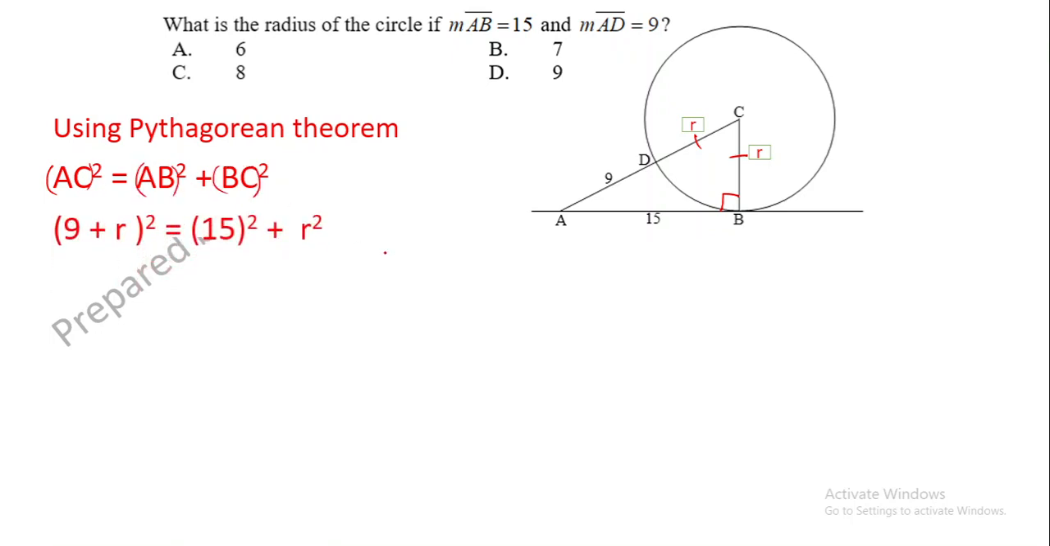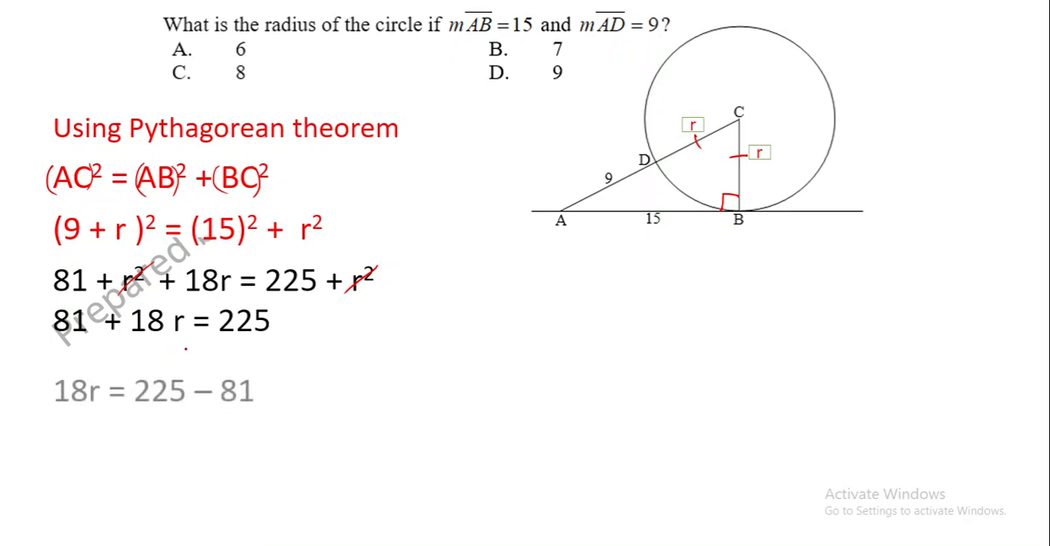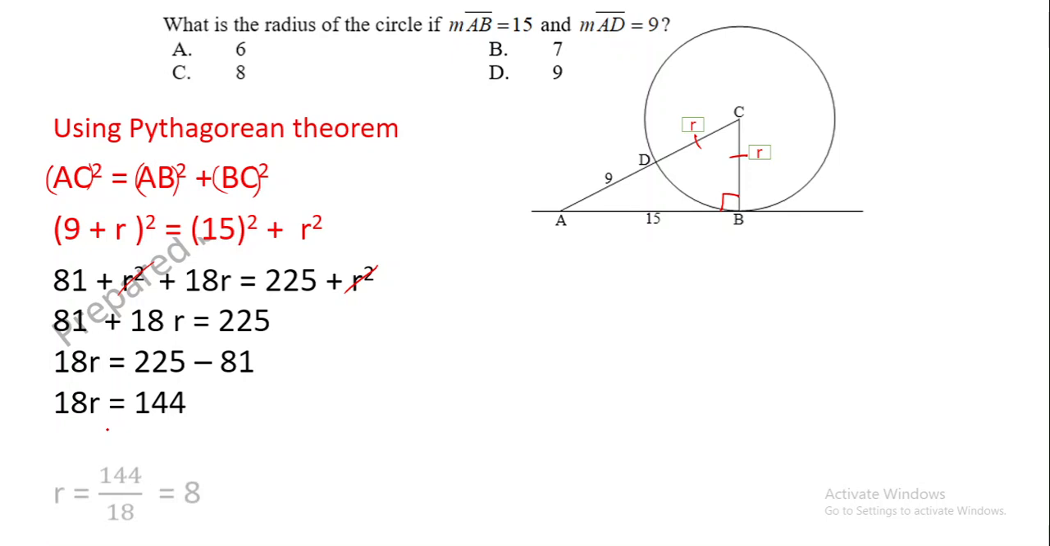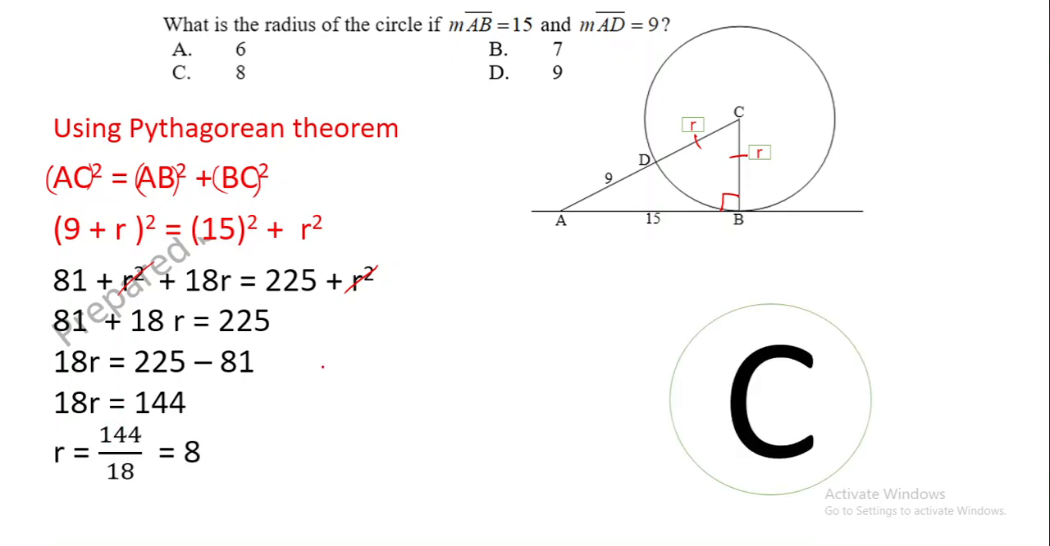And substitute the value of AC, 9 plus R whole square, equals 15 whole square plus R whole square. Now when you open this one, 81 plus R square plus 18R equals 225 plus R square. R square is simplified and will be cancelled. All terms, here one side R, other side constant. You solve this one and you will find the value of R is 8. Where is the R? 8. C is the right option.